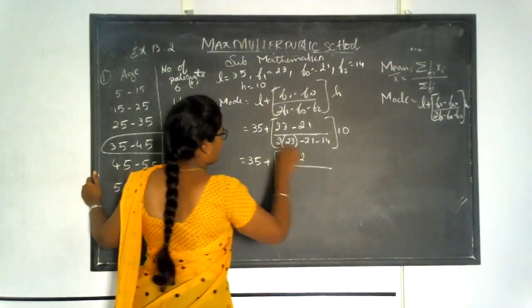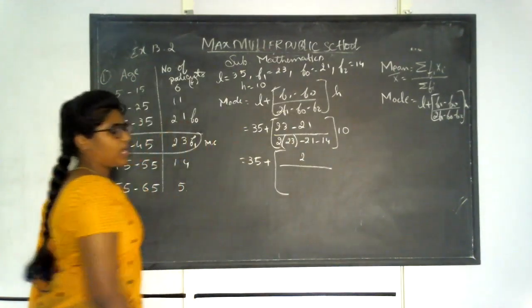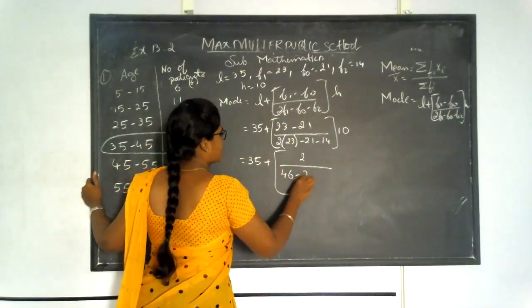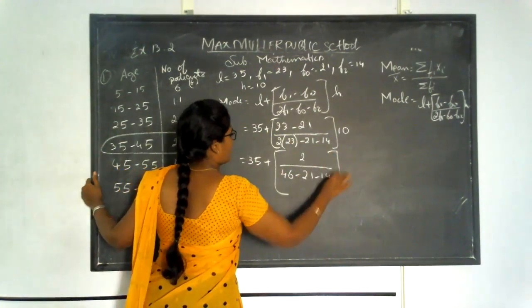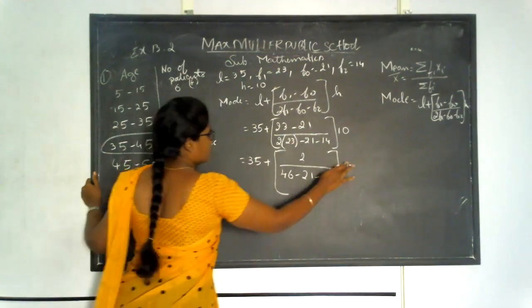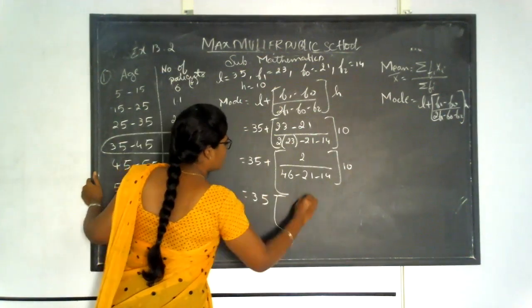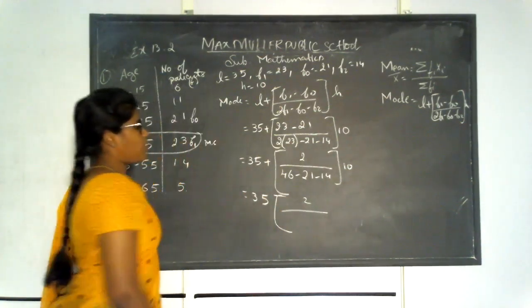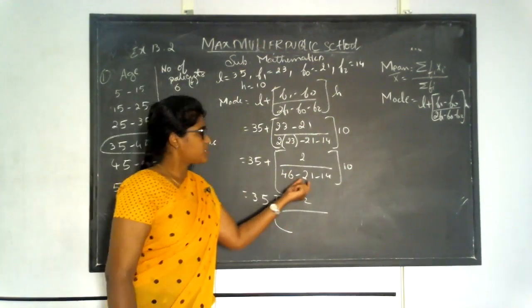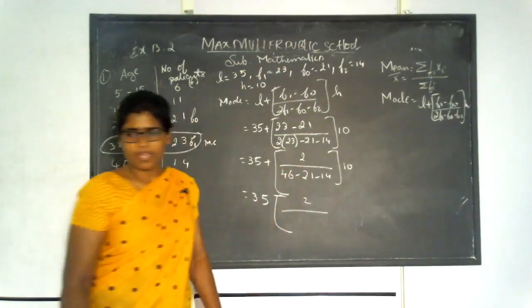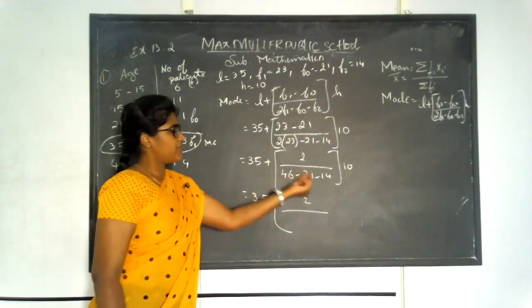Correct? Divided by 2 into 23. How much is it? 46. Correct. 46 minus 21 minus 14, divided, into 10. This is equal to 35 plus 2 divided by. Now we are going to subtract 46 minus 21. How much will you get? 46 minus 21, you will be left with 25. Correct? 25. See, 6 minus 1 is 5.